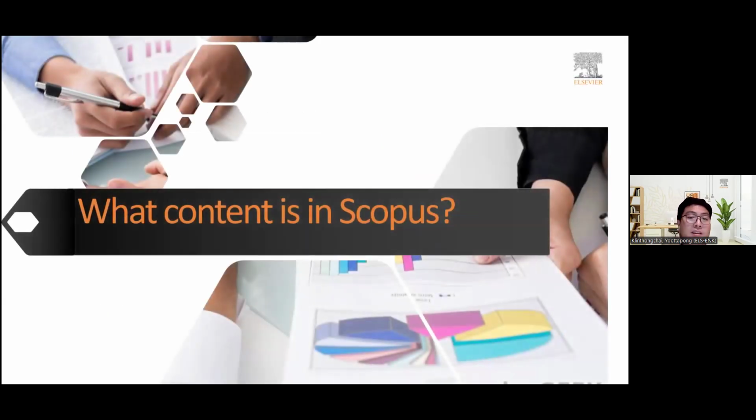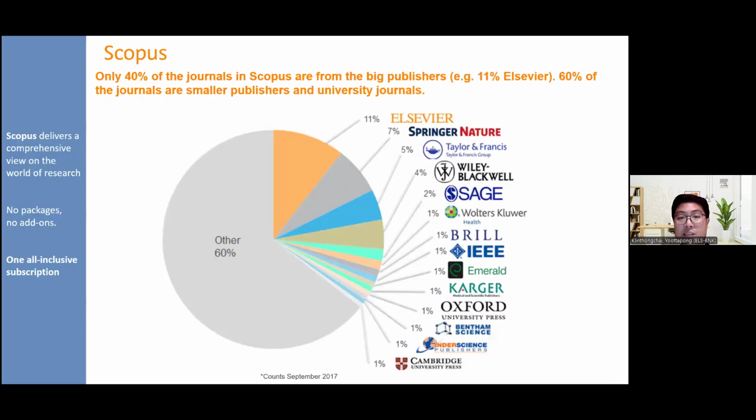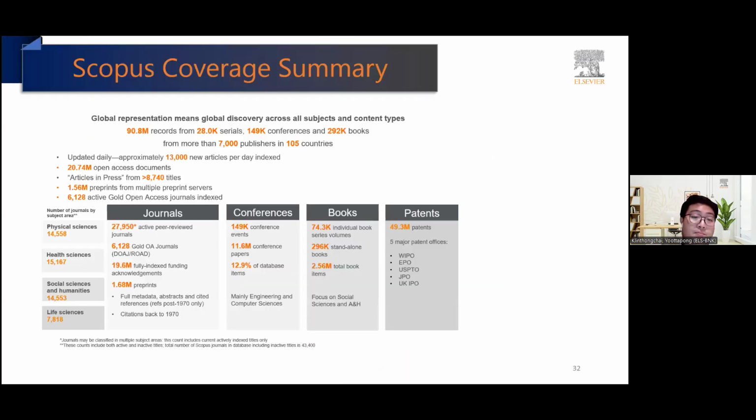Okay, so what is the content in Scopus? As I told you, in Scopus we have a lot of data. We have like 7,000 publishers, like Elsevier, Springer Nature, Taylor & Francis, Wiley, Wolters Kluwer, for example, a lot of things here. So please try to use this.